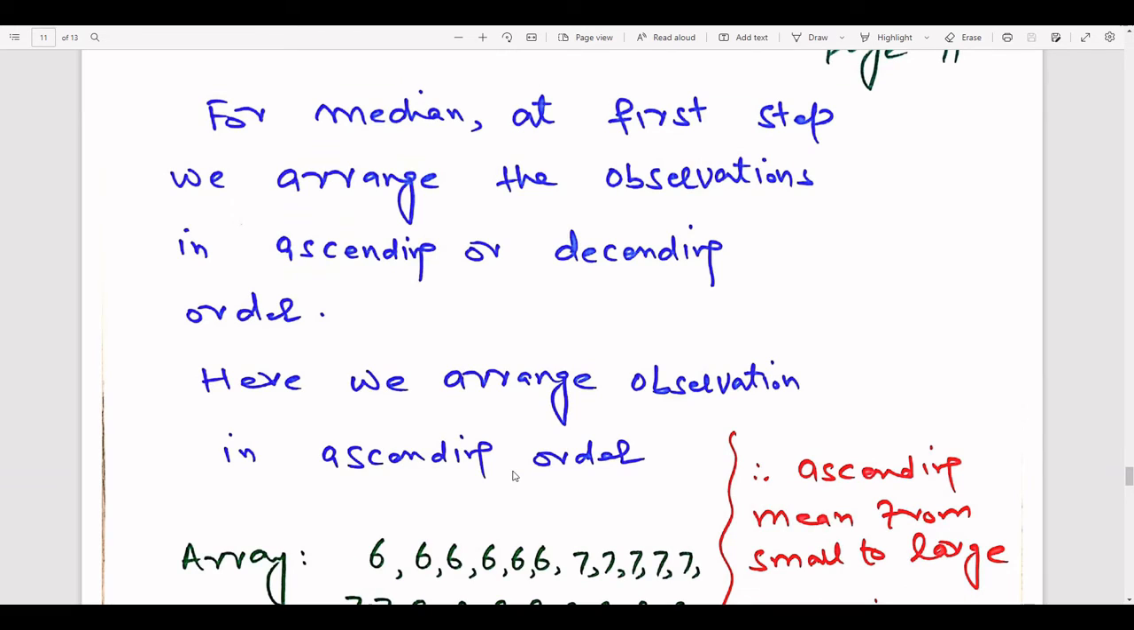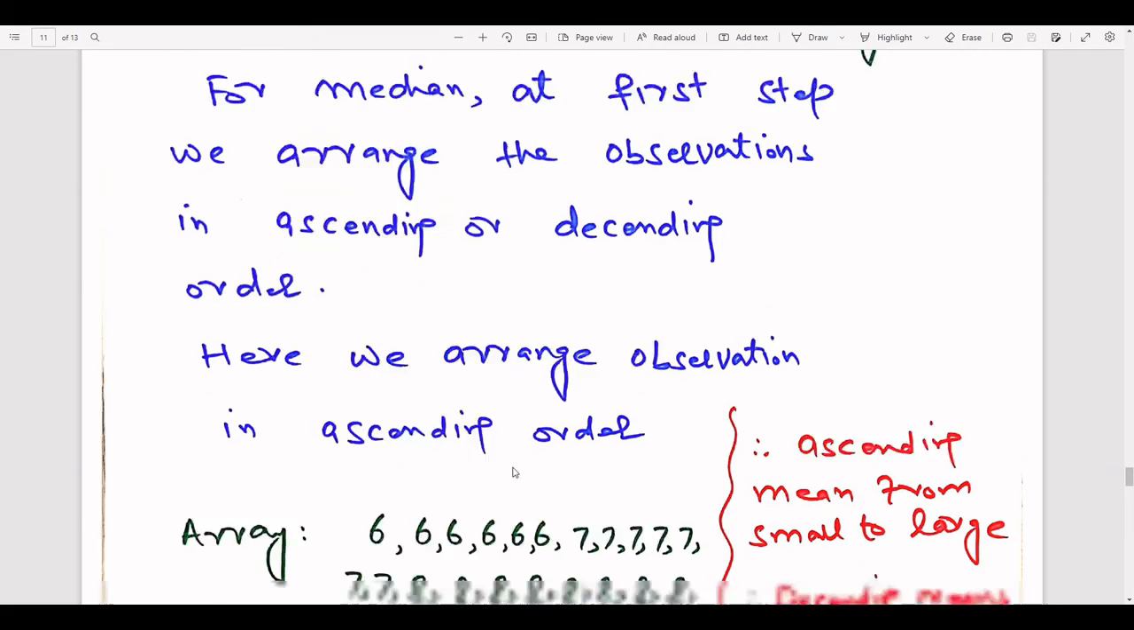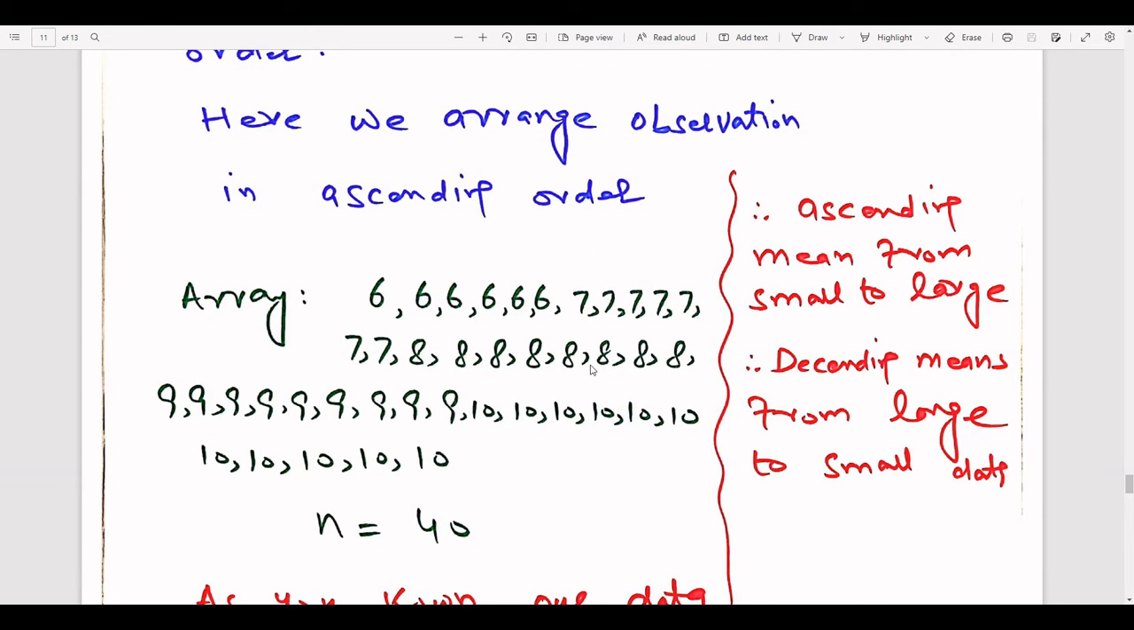For the median, at the first step we arrange the observations in ascending order or descending order. What is ascending order? Ascending order means from small to large. If we have observations 2, 7, 1, we arrange them as 1, 2, 7. This is ascending order. In descending order we write it as 7, 2, 1. Means from large to small is descending, from small to large is ascending.